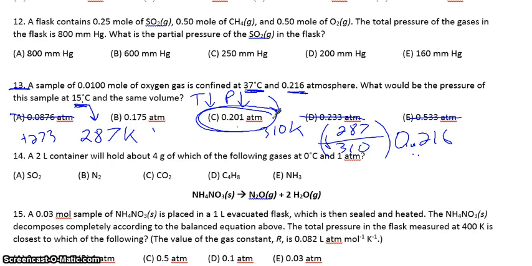Right, how about number 14? If you take a look at number 14, it says a 2-liter container will hold about 4 grams of which of the following gases at 0 Celsius, 1 atmosphere. Now you could figure this out using PV equals nRT, but this will be pretty tedious. I would suggest using this definition.